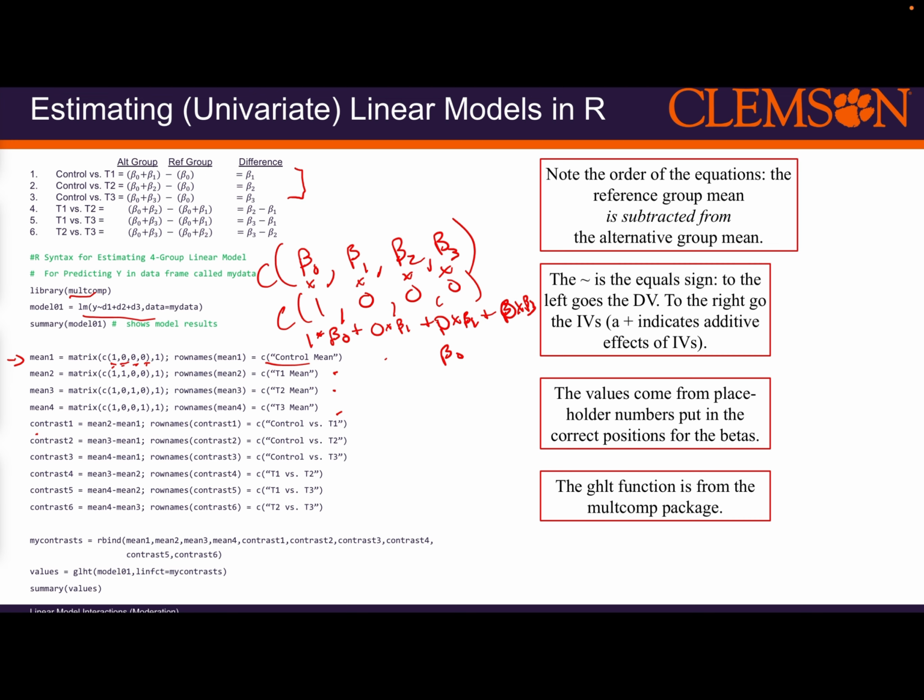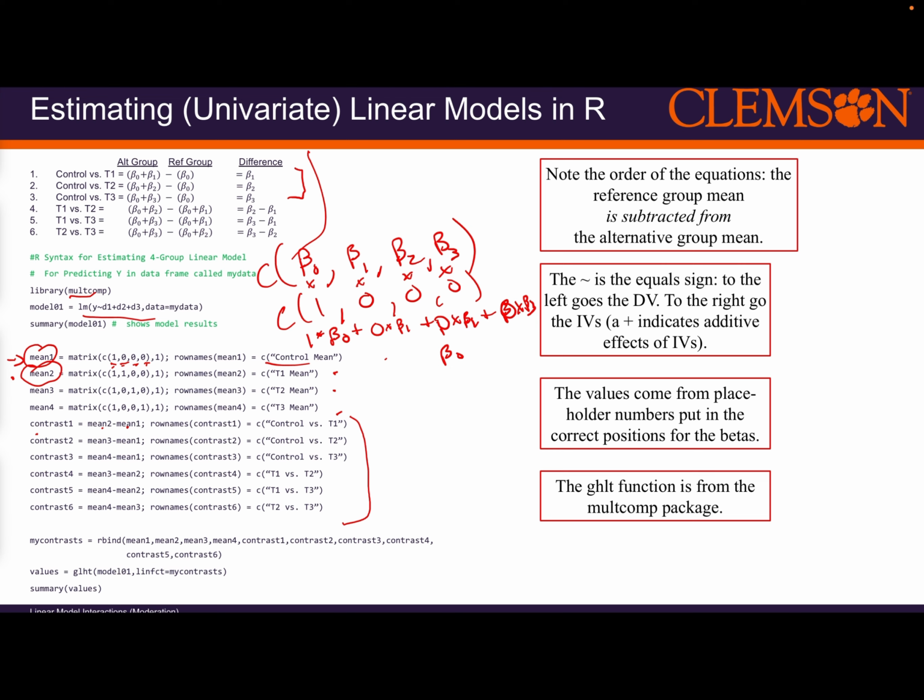So contrast one would be the difference between mean 2 and mean 1. I just take the variable name, mean 2 and mean 1, and subtract them. And I can create row names for each as well. Similarly, I can do that for each of the 6 combinations that we see up here.